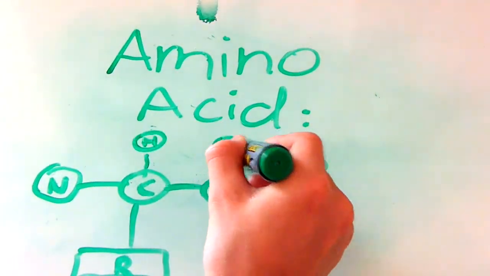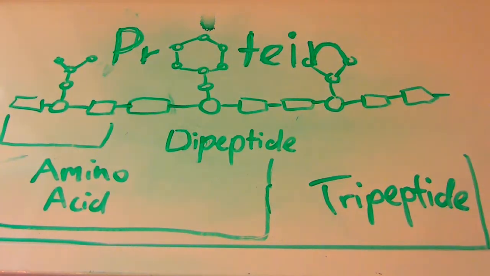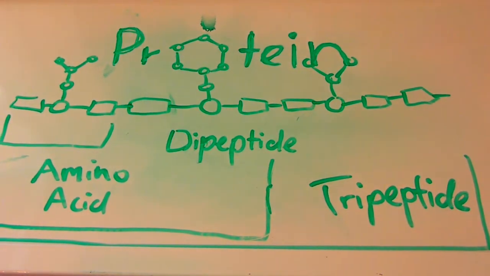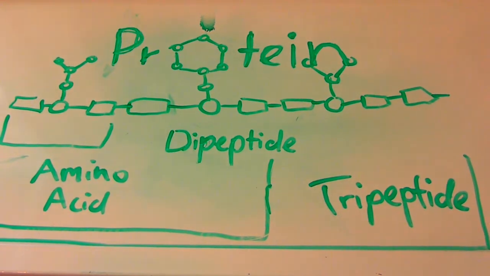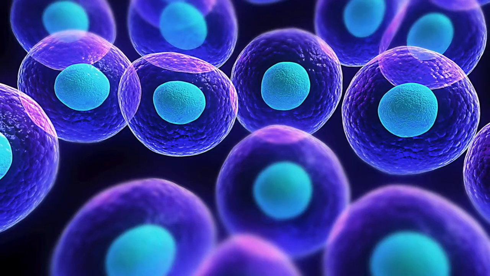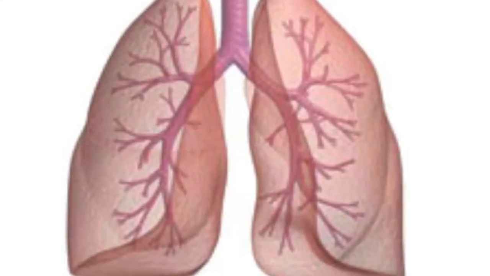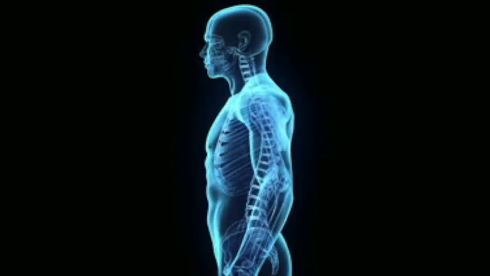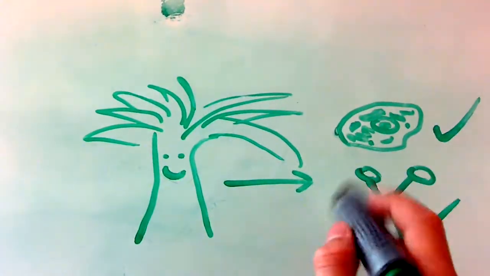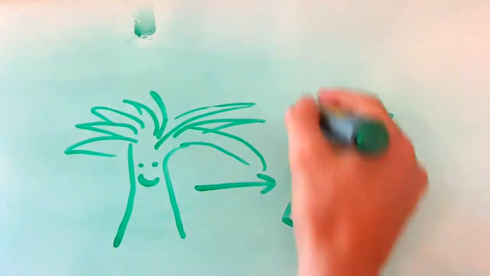Amino acids string together to form chains. If two amino acids bond together, they are called a dipeptide. Three amino acids form a tripeptide. If a chain of 10 or more amino acids is formed, then it is called a polypeptide. Proteins are formed when a chain of 50 or more amino acids is formed. These proteins make up cells, which make up tissues, which make up organs, then organ systems, which make up the human body. One thing is for sure, there is no magical force that governs living things.